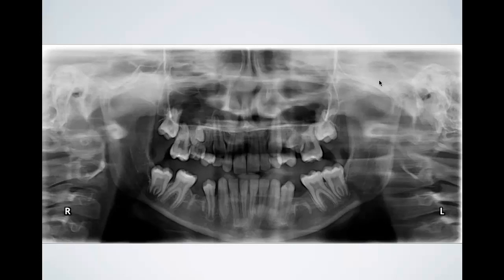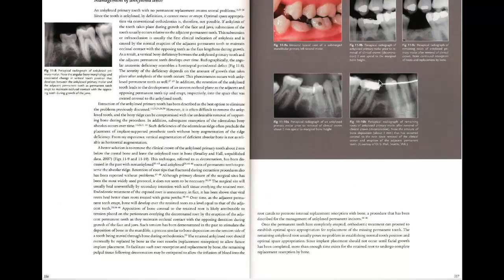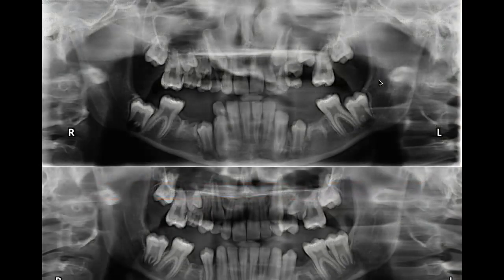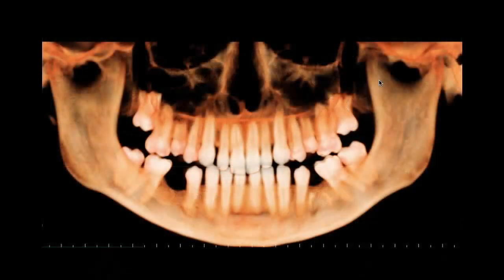But look at the right side. At this point, I said, no, you got to go in there and remove that bone. And they just removed the tooth, right? And so when you look here, better solution, remove the clinical crown about 2 millimeters below the crestal bone and leave the ankylosed roots in the bone. And so we sent them off, and the surgeon sent them back, and that's how they came back, right?